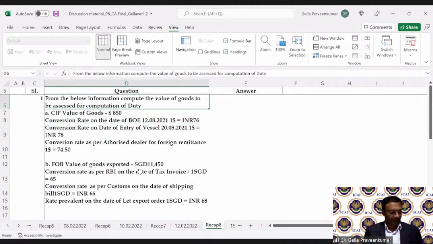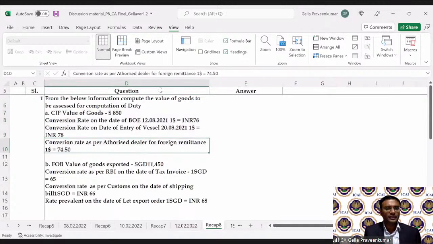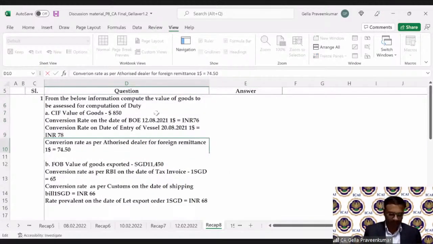Okay. So they have given two rates. Conversion rate on the date of filing of bill of entry, 12th August 2021, is INR 76. Conversion rate on the date of entry of vessel, 20th August 2021, is 78 rupees per dollar. Conversion rate as per authorized dealer for foreign remittance is 74.50. So here they have given three rates.